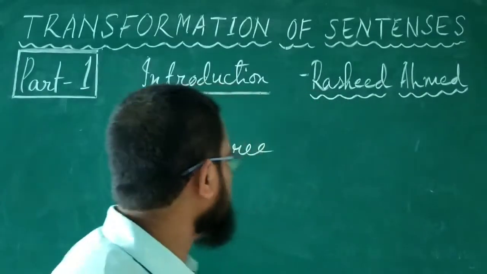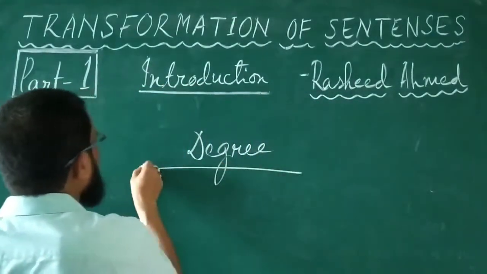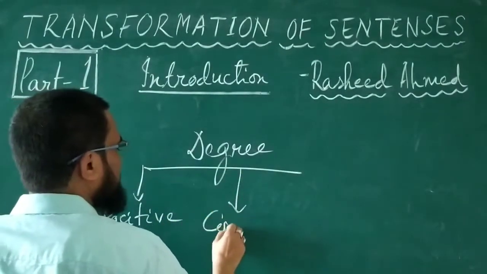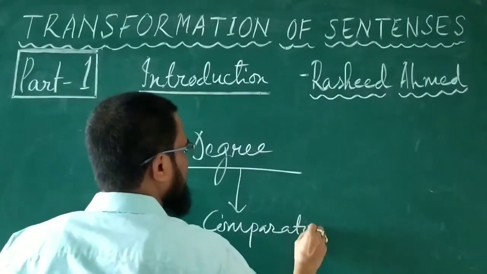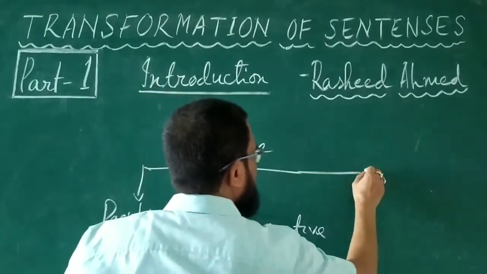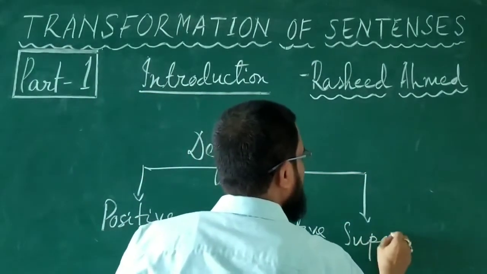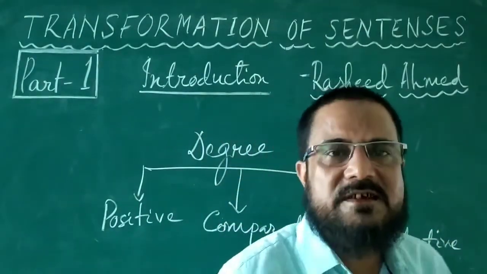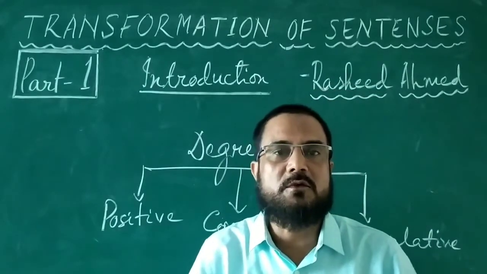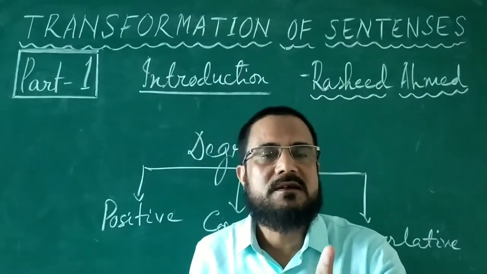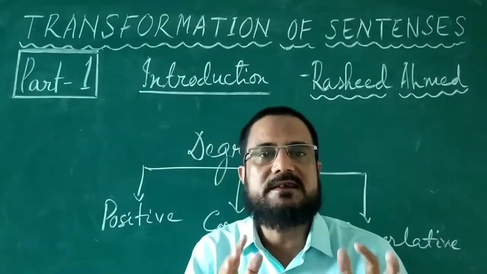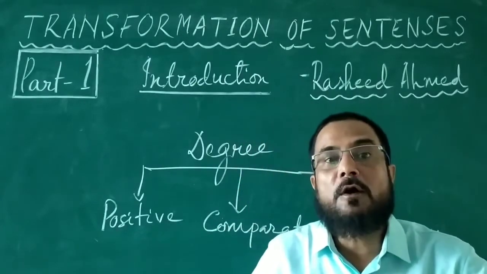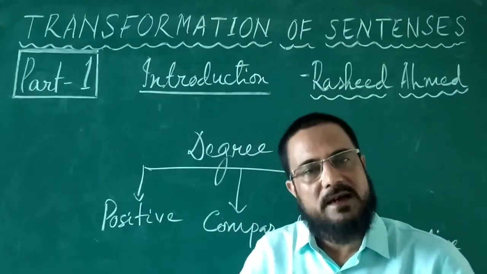In grammar we have 3 degrees. Degrees are of 3 types. Positive, then you have comparative, and then you have lastly superlative. We all know these things: positive, comparative and superlative. This positive degree means that just the quality is there, but how much you don't know. He is a good boy, how much good, there is no idea. It means in this sentence the word good, this adjective is in positive degree. He is a tall boy. This word tall is also an adjective, it is in positive degree.